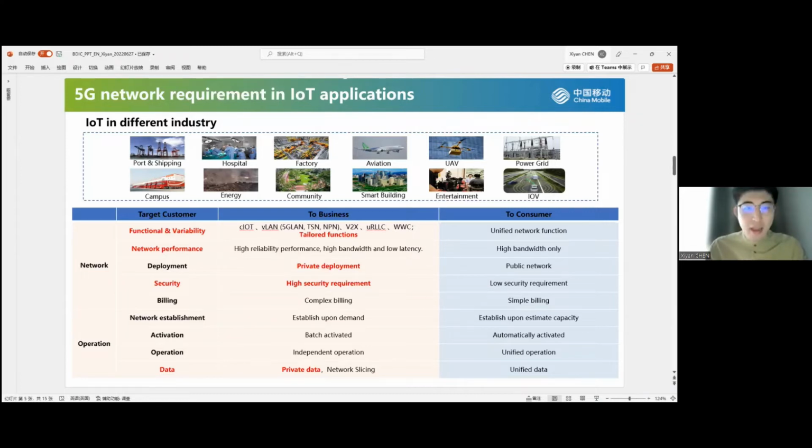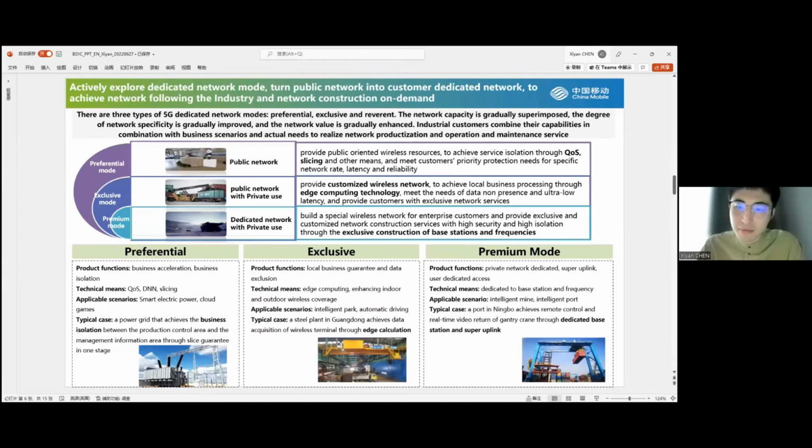Now, there are three kinds of modes of the dedicated 5G network. First is the preferential mode, then the executive mode, and the premier mode. The difference between those three modes is the unique functions for the 5G networks.